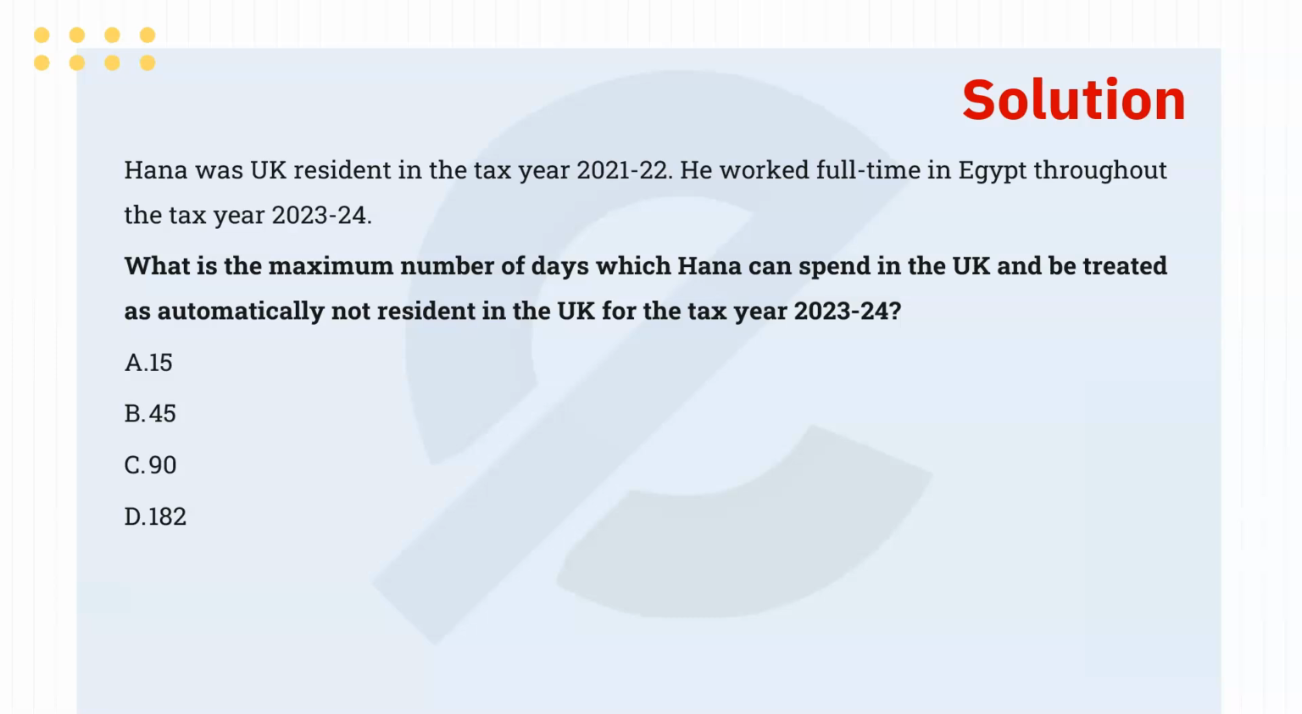So out of the answer options available, option C, which is 90, is the best, as this is the maximum number of days that is less than 91 days and that Hannah can safely spend in the UK without being treated as UK resident.